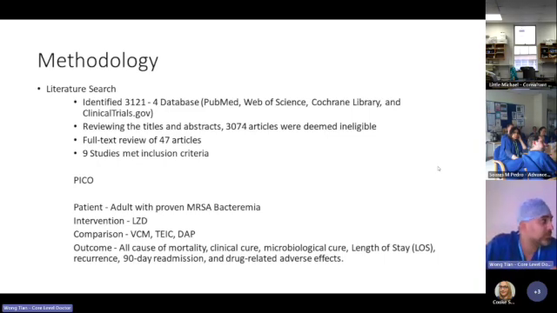The primary outcome for the paper was mortality, and the secondary outcomes were clinical cure, microbiological cure, length of stay in hospital, reoccurrence, 90-day admissions, and drug-related adverse effects. But you'll find that there isn't much results in regards to drug-related adverse effects in the actual paper, because they only had one case study that actually showed drug-related adverse effects. The others didn't document it.